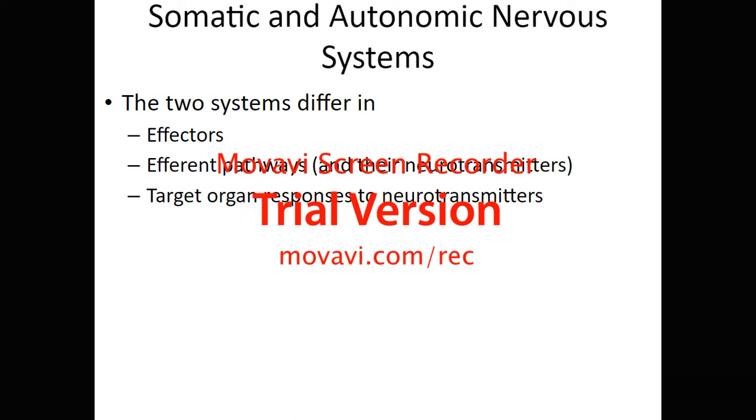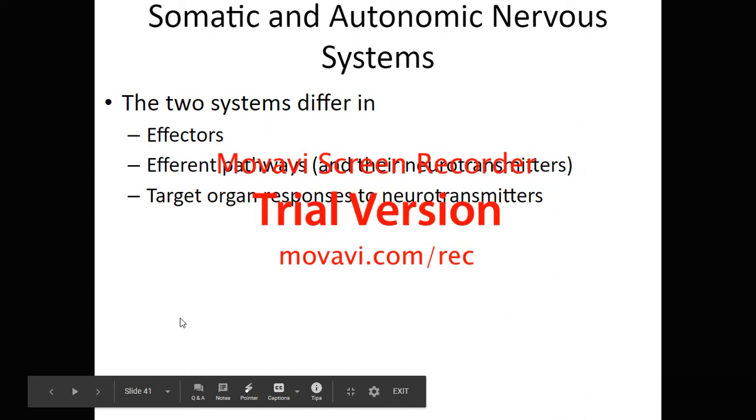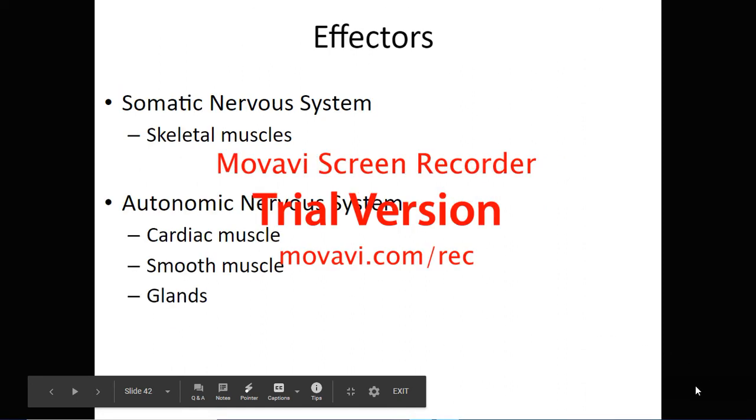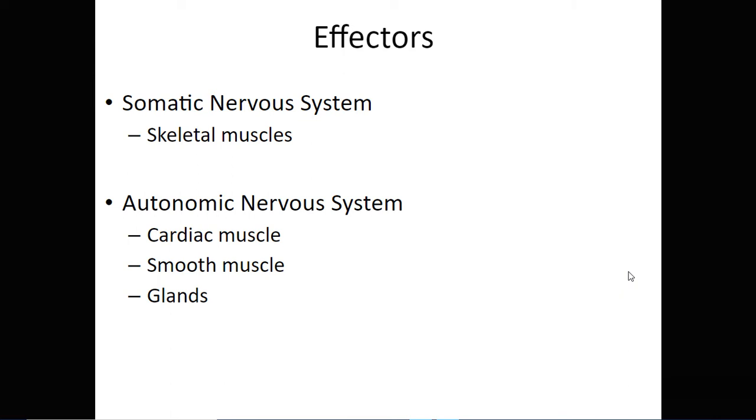All right, so your somatic and autonomic nervous systems. The two systems differ in their effectors, efferent pathways and their neurotransmitters, and the target organ responses to neurotransmitters. The effectors in the somatic nervous system are going to be skeletal muscle. The effectors in the autonomic nervous system are going to be either cardiac muscle, smooth muscle, or glands.